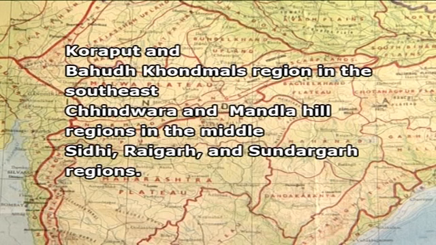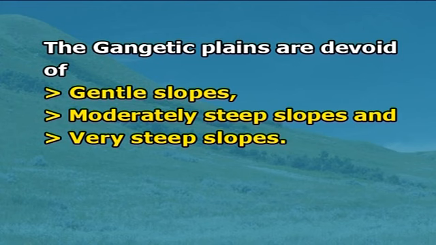Major pockets could be seen around Koraput and Bahut Konmal's region in the southwest, Chhindwara and Mandla hill regions in the middle, Siddhi, Raigarh and Sudargarh regions. The very steep slope gradients are distributed in the form of isolated patches representing the tops of hills and mountains. The Gangetic plains are devoid of gentle slopes, moderately steep slopes and very steep slopes. All these three categories of slopes are absent in the Gangetic plain regions of India.